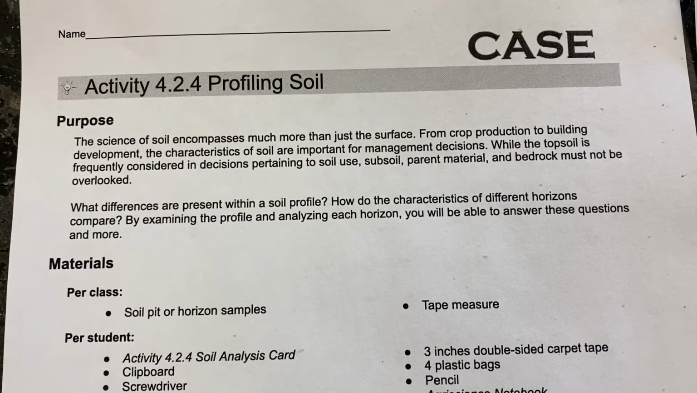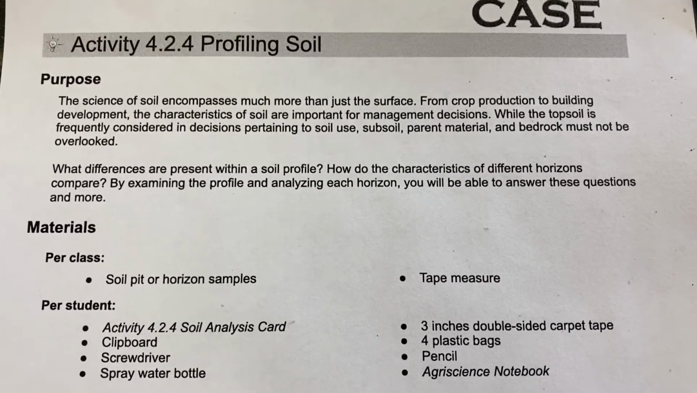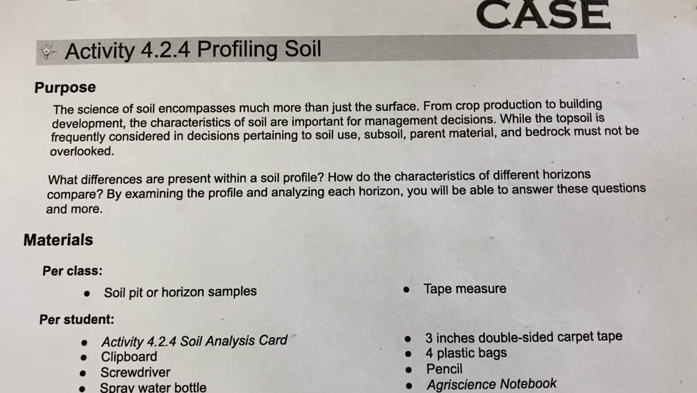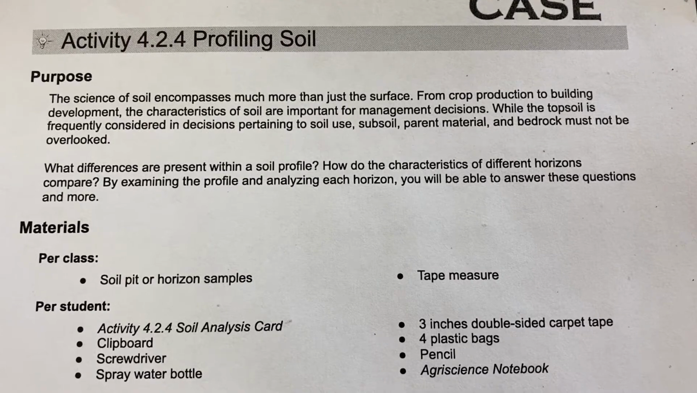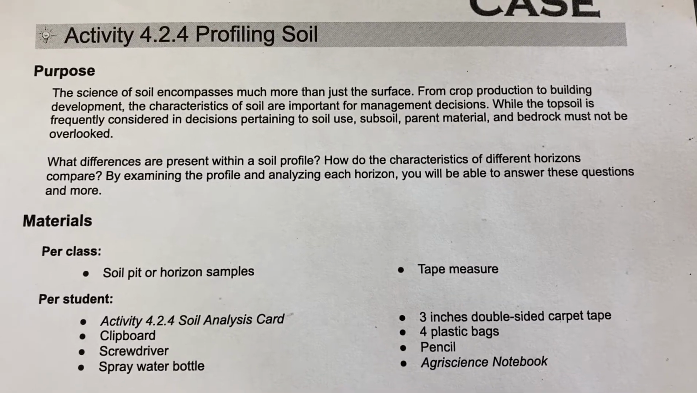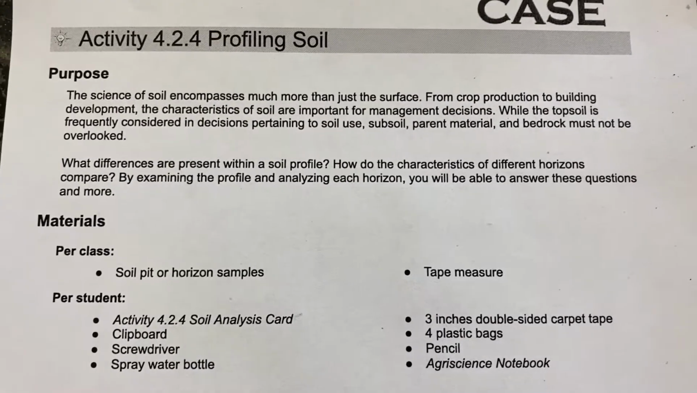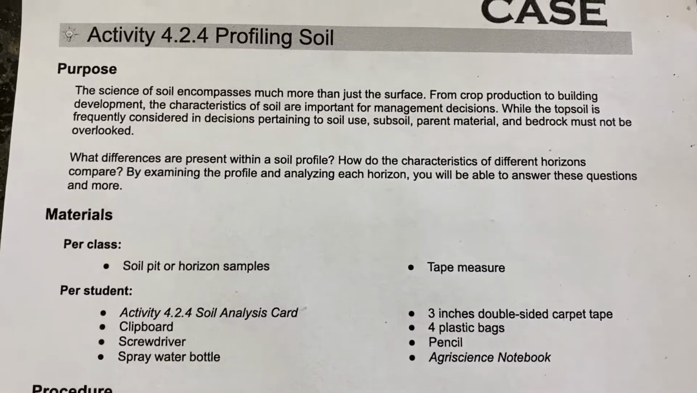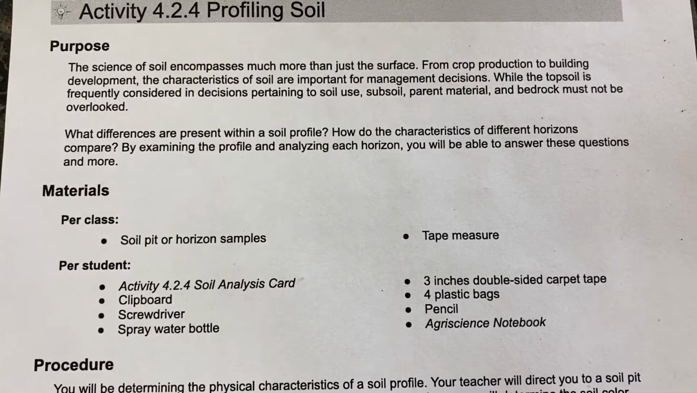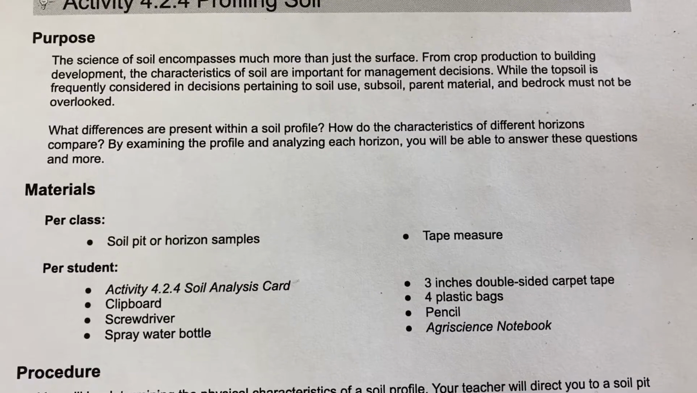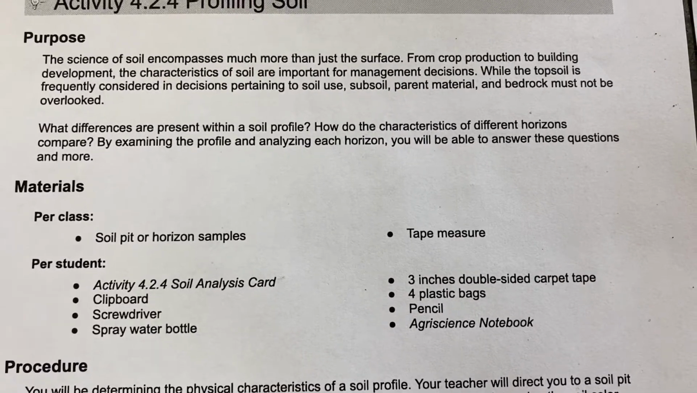The science of soil encompasses much more than just the surface, so what we can see. From crop production to building development, the characteristics of soil are important for management decisions. While the topsoil is frequently considered in decisions pertaining to use, subsoil, parent material, and bedrock must not be overlooked. What differences are present within a soil profile? How do the characteristics of different horizons compare? By examining the profile and analyzing each horizon, you'll be able to answer these questions and more.